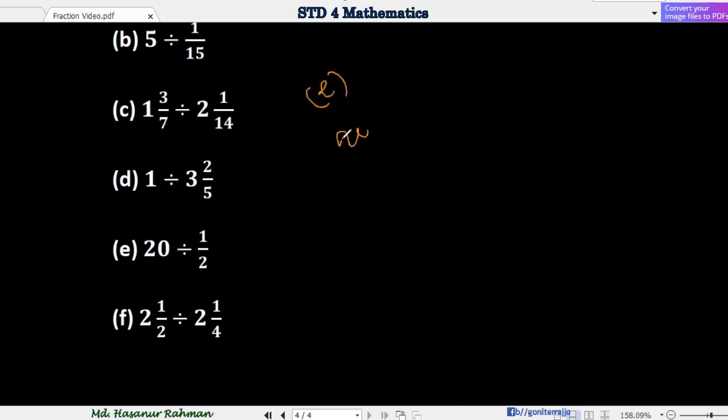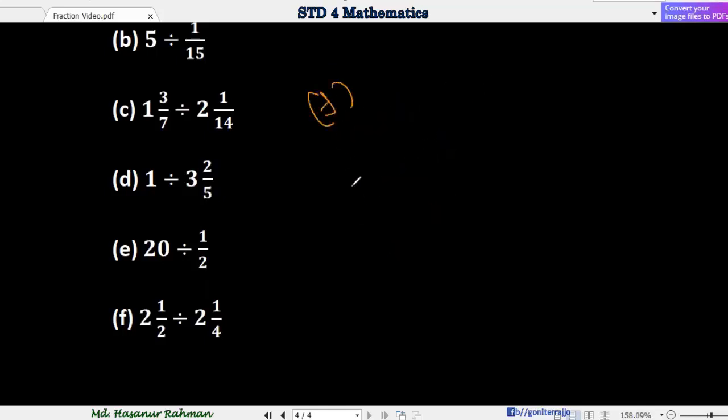Now number E. Number E says 20 divided by 1 by 2. Actually that means 20 multiplied by 2, because the reciprocal of 1 by 2 should be 2. 20 multiplied by 2, that is 40. So 40 will be the answer of number E.